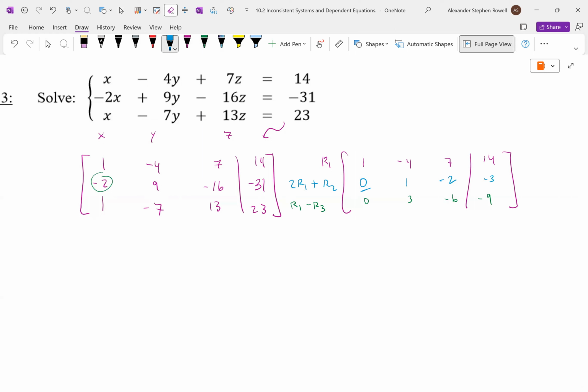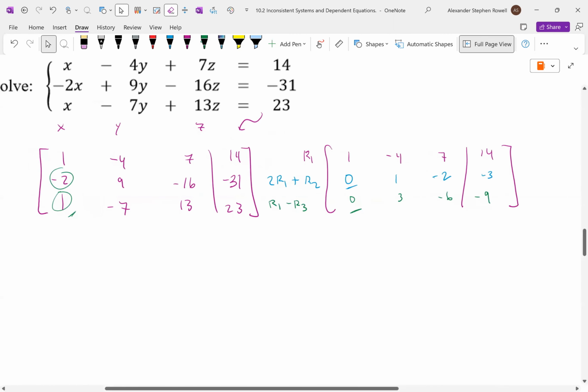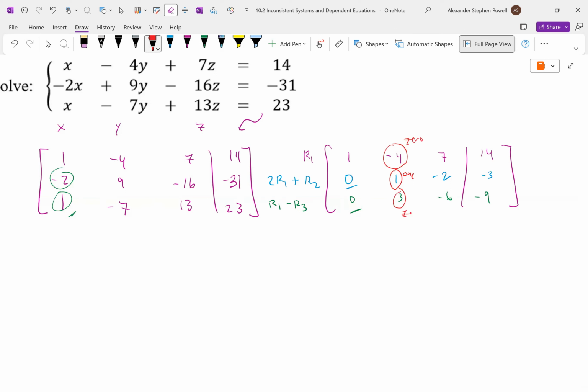And then row 1 minus row 3 is a way to make this one into 0 also. Okay, from there, we'd really like to make this a 1, which it is, and then use that to make the one above it into a 0 and the one below it into 0.